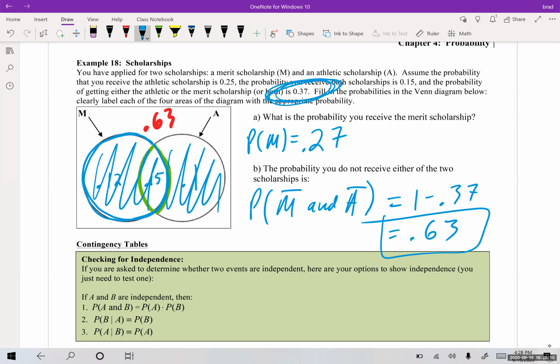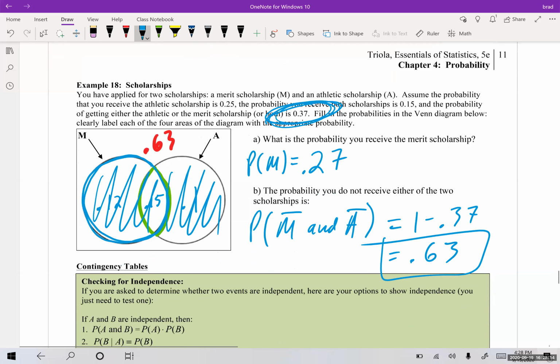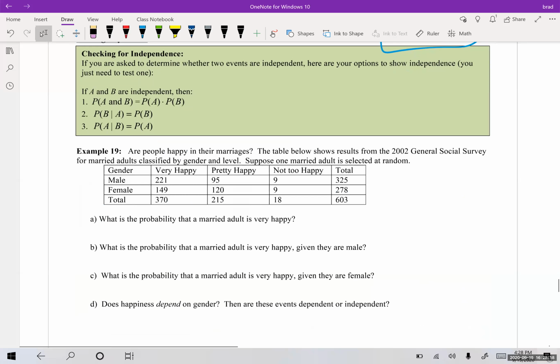So hopefully that helps you guys with this example, and this example, work with any Venn diagrams you may see using probabilities. Okay, so now we're going to do contingency tables. If you're asked to determine whether two events are independent, here are your options to show independence. You just need to test one. That's what I did in the previous example.